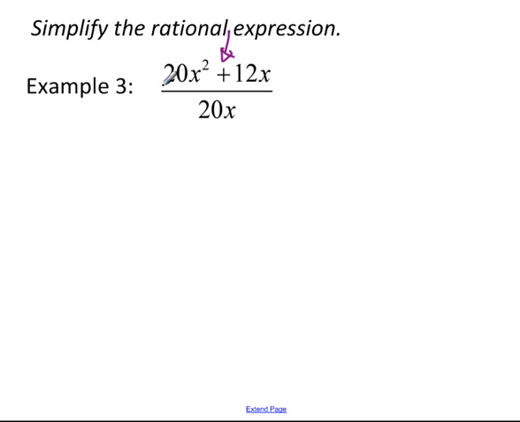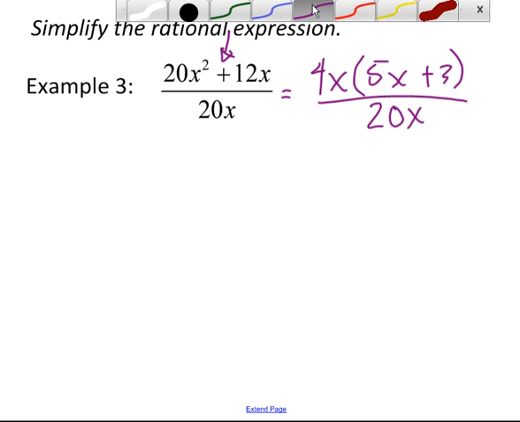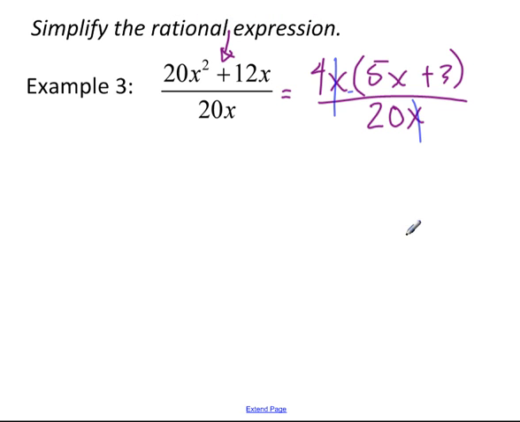And this goes back to, hey, what do a 20 and 12 both have in common? I hope you're thinking, oh, that's 4. Well, they both got an x on there, so I'm going to write 4x out here. 4 times what makes the 20 is going to be 5, and I need my x times x to make x squared. And 4 times 3 is going to make the 12. My bottom is still going to be 20x, and that's fine. So what do I get to cancel? My x here and my x here is going to cancel, and then 4 over 20 is going to leave me with 1 over 5. So my simplified fraction now is 5x plus 3 over 5. Not so bad, not so bad.